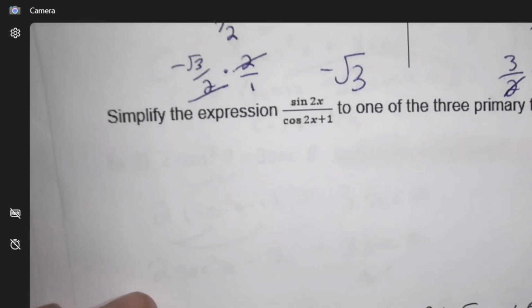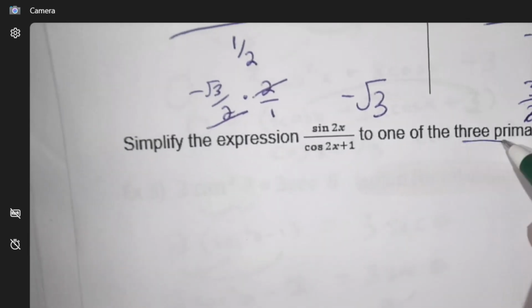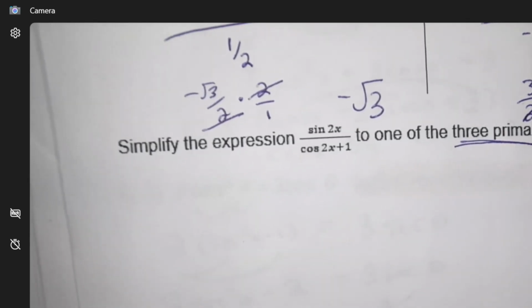Simplify this expression to match one of the 3 primary trig ratios. So do you know what the 3 primaries are? You got your sine, cos, tan. Those are the 3 primaries. Okay, so here we go.